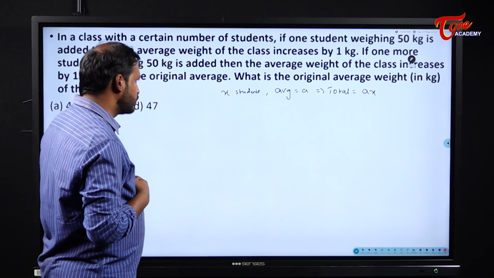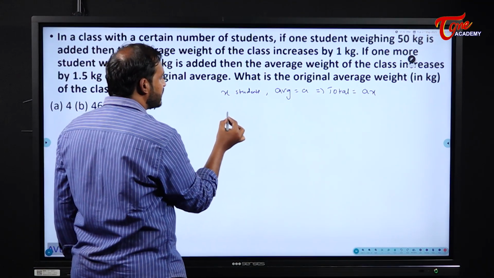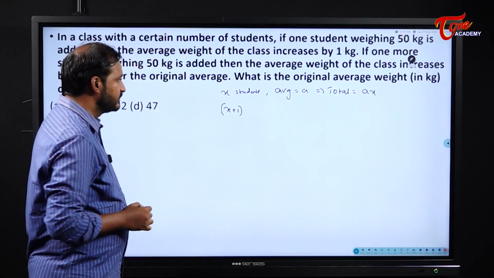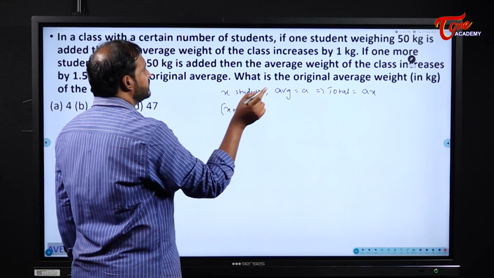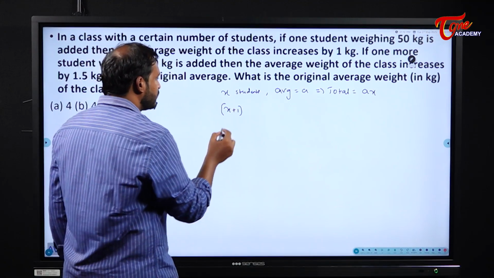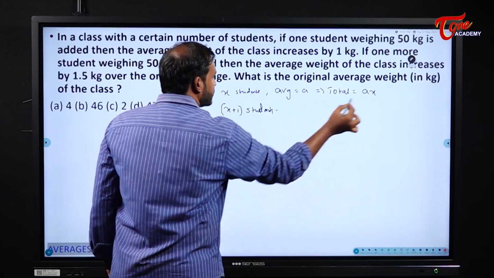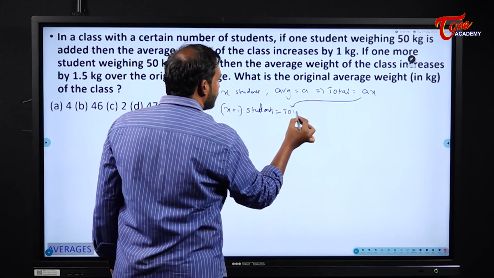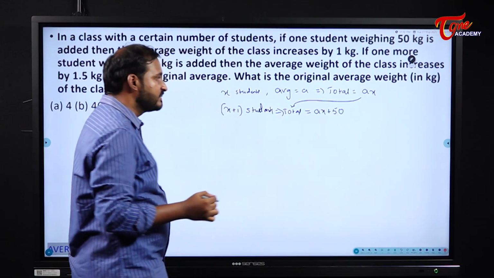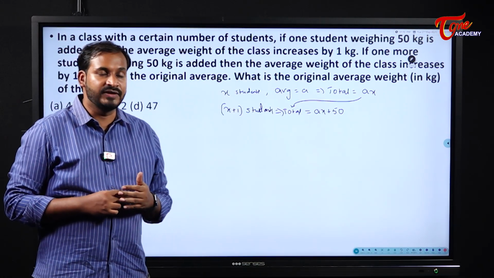AX. Okay, good, superb. Now, one student weighing 50 kgs is added. So, the number of students will become X plus 1, and his weight is 50 kgs. So, for X plus 1 students, what will be the total weight? AX plus 50. Why? Because they clearly mentioned that the new student's weight is 50 kgs.